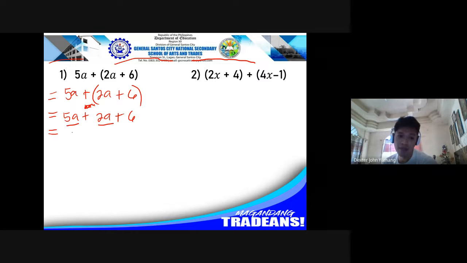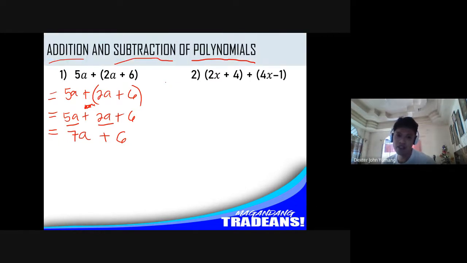Si 2 plus 5, magiging 7 na siya. And ano yung variable nila, yung apelyido nila, that is A. Copy lang po yan. Plus, bring down 6. Si 6 po, hindi po pwede i-add kay 7 dahil po wala po siyang apelyido or wala po siyang variable na tinatawag. And that is now the final answer, 7a plus 6. Okay, please copy for example number 1 for the title of addition and subtraction of polynomials. Copy.